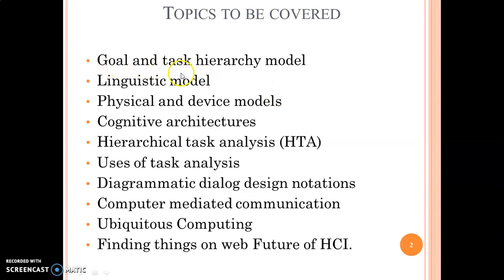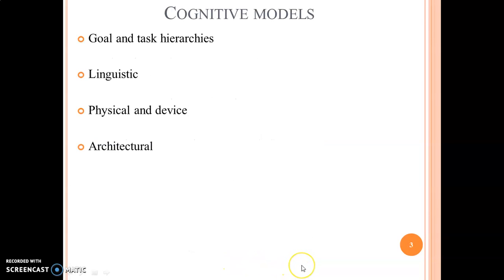The first one talks about goals and task hierarchy model, linguistic model, then physical and device models, cognitive architectures, hierarchical task analysis, that is HTA, uses of task analysis, diagrammatic dialogue notations, computer mediated communication, ubiquitous computing, and finding things on web, future of HCI.